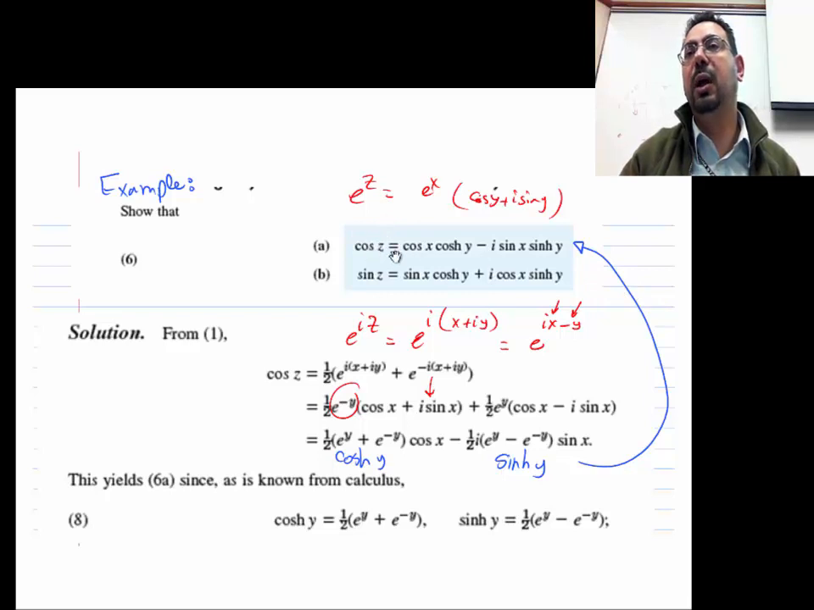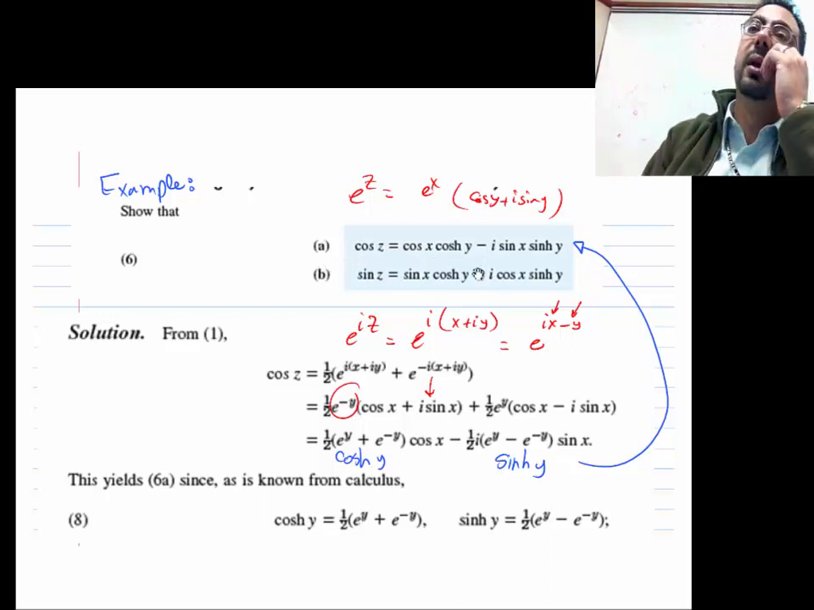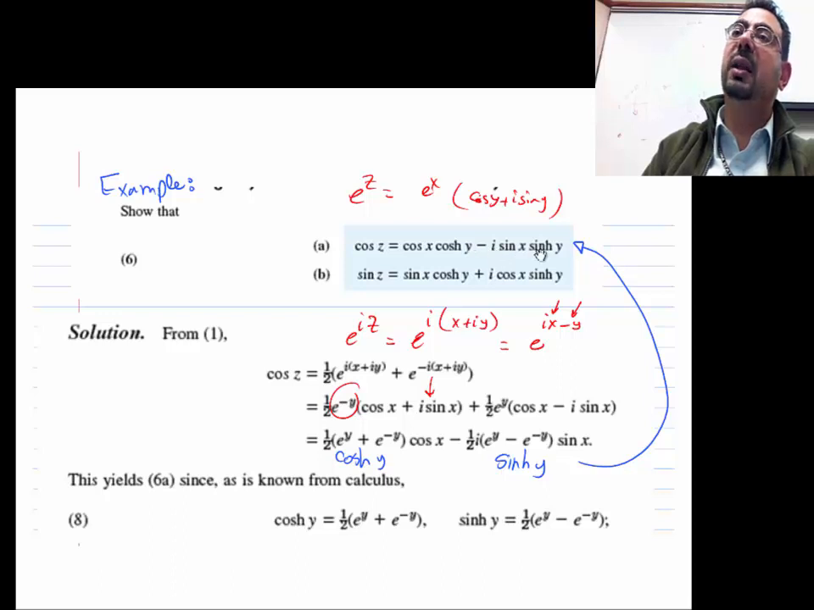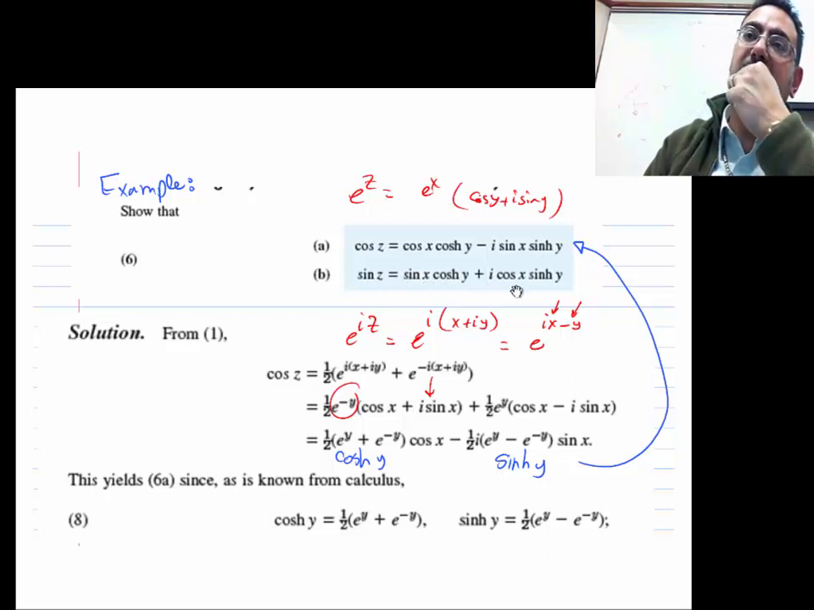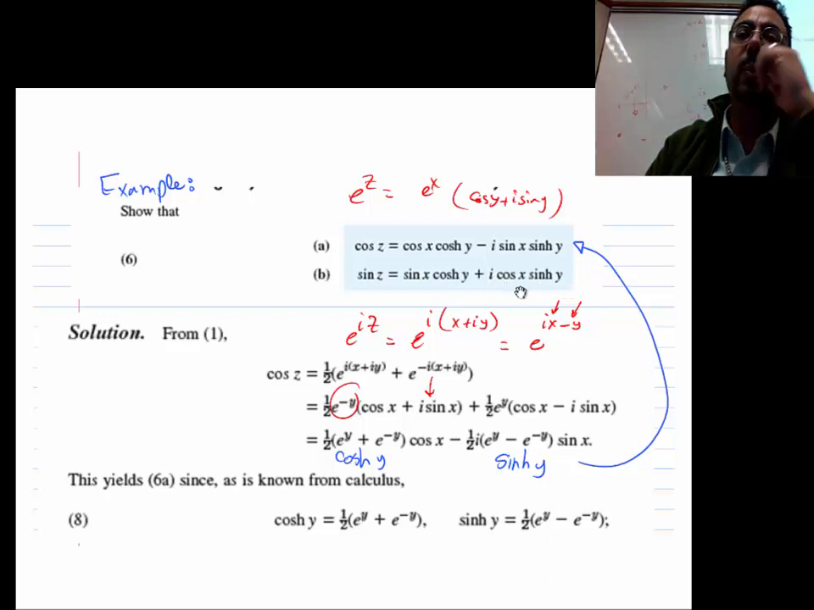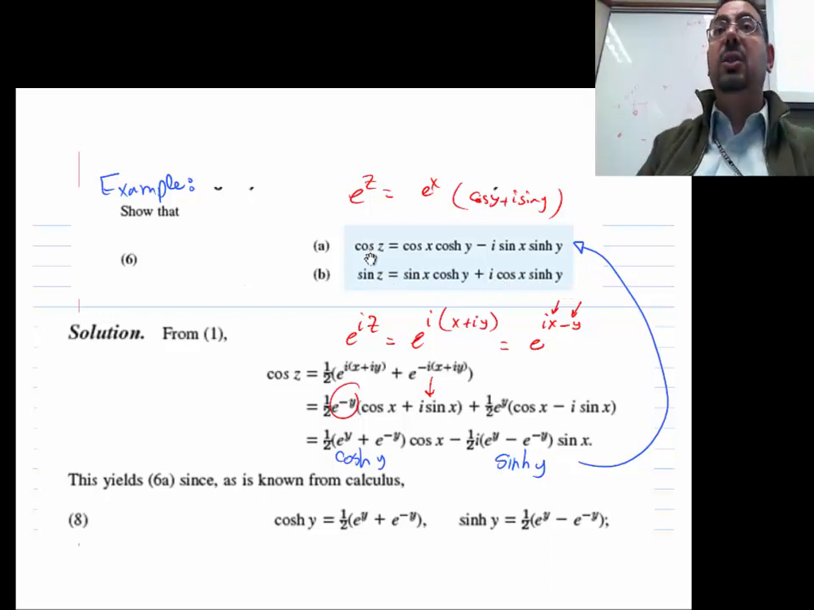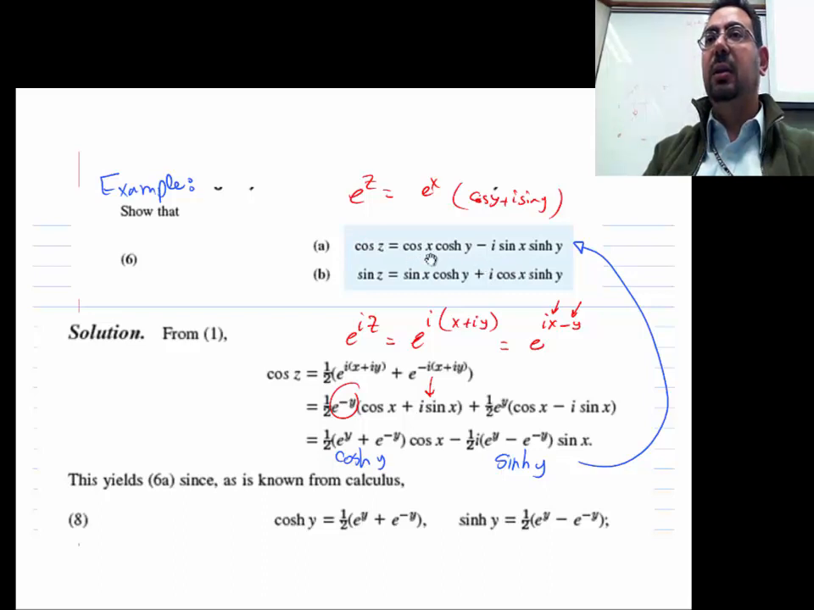You know this formula for cosine x and sine x, right? But you can prove that it's the same for complex numbers. So the same formula applies for complex numbers, and the proof is over here. He's trying to prove that cosine z is cosine x cosine y minus i sine x sine y. Okay. And sine z is sine x cosine y plus i cosine x sine y. So how do we prove this? So you want this guy to be equal to this guy.